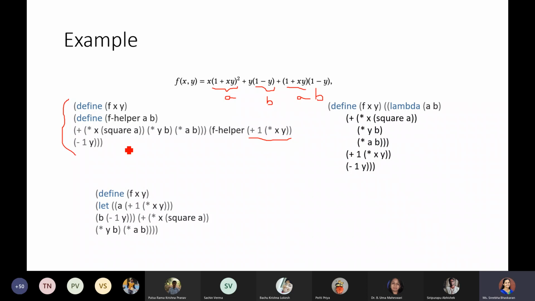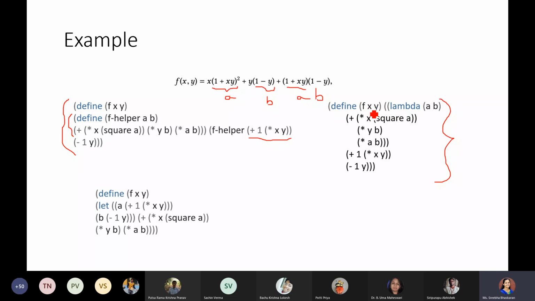If you want it to be written with respect to let or lambda, that is also possible. By using lambda, this is one possibility. How I have written it is define f xy, with the same thing as the body of this part. This part I have redefined with respect to lambda. Whenever we are using lambda, the main thing we have to remember is that if you have to call that procedure, we have to call it right there. You will see in the coming session, when you are returning a procedure itself, how the procedure call should happen.